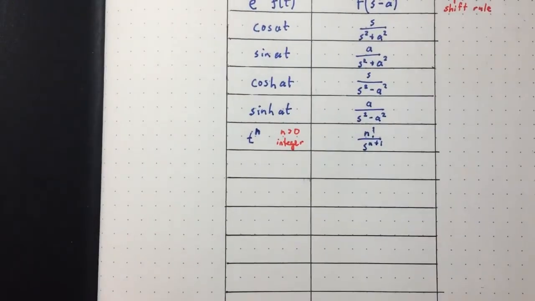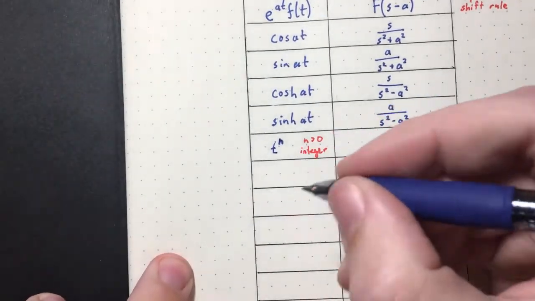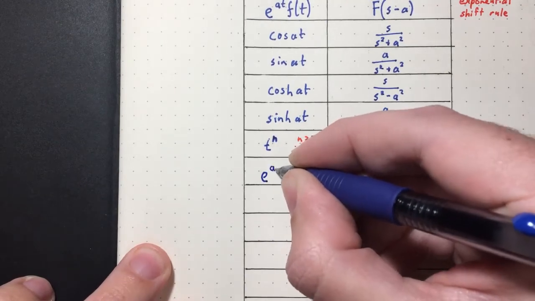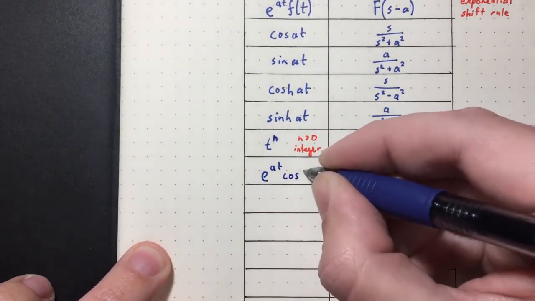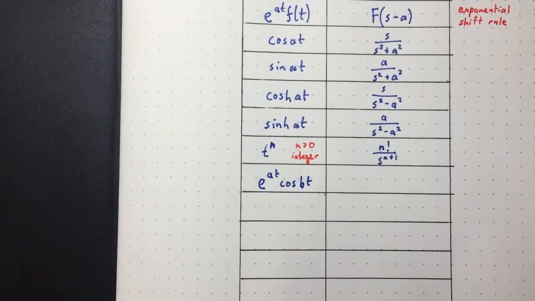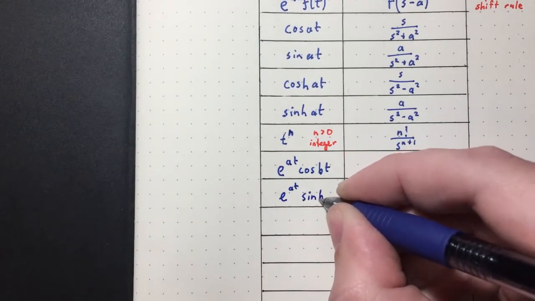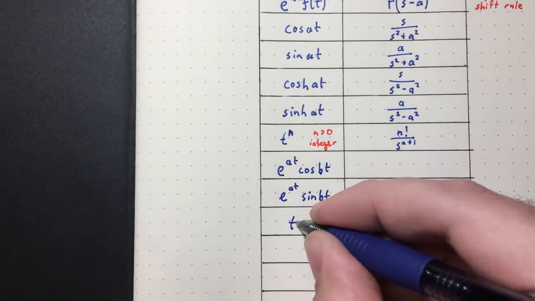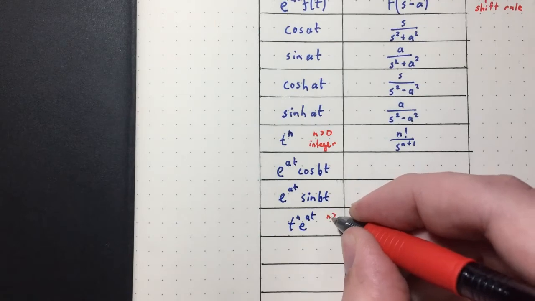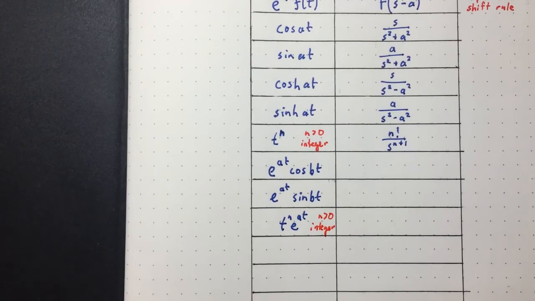But what I want to do is just record a few more useful formulas. And so often what we're going to want to do is take the Laplace transform of something that looks like an exponential times a trig function. e to the at times cosine bt. I mean, we've seen these come up a lot when we were studying second order differential equations. And e to the at times sine bt. And then even, let's say we have t to the n times e to the at. In this case, I need the same disclaimer, I think. n is a positive integer.